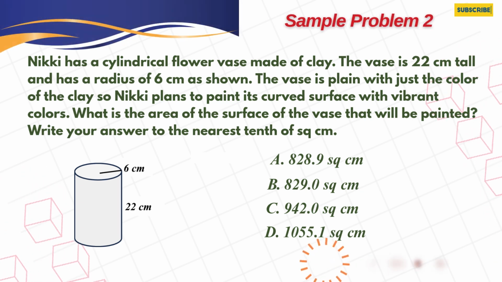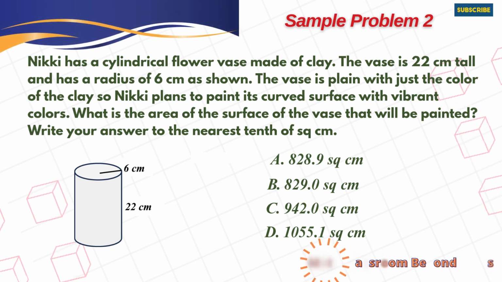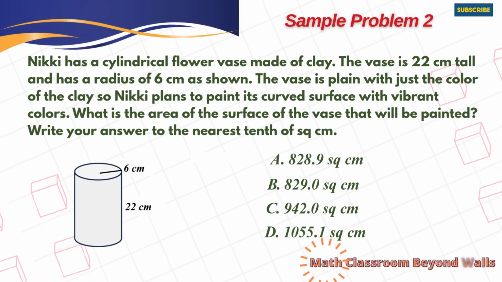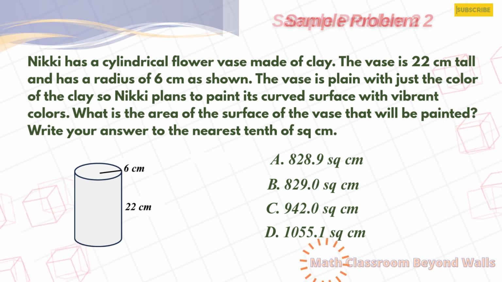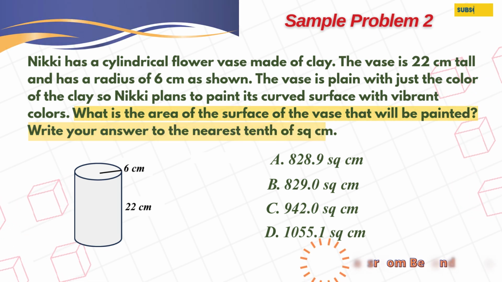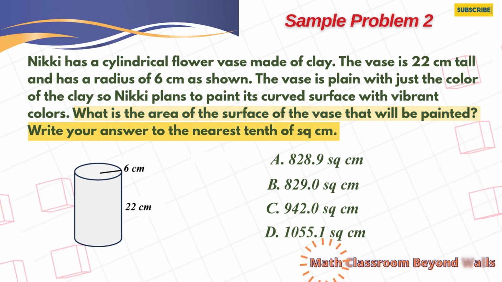As usual, we begin by reading the whole problem and may read it several times when needed to know what we're looking for, to determine what are given, and to figure out how the given information helps find what we're looking for. What is asked in the problem, learners? You're correct. We're asked to find the area of the surface of the vase in the nearest tenth of square centimeters that Nikki planned to paint.